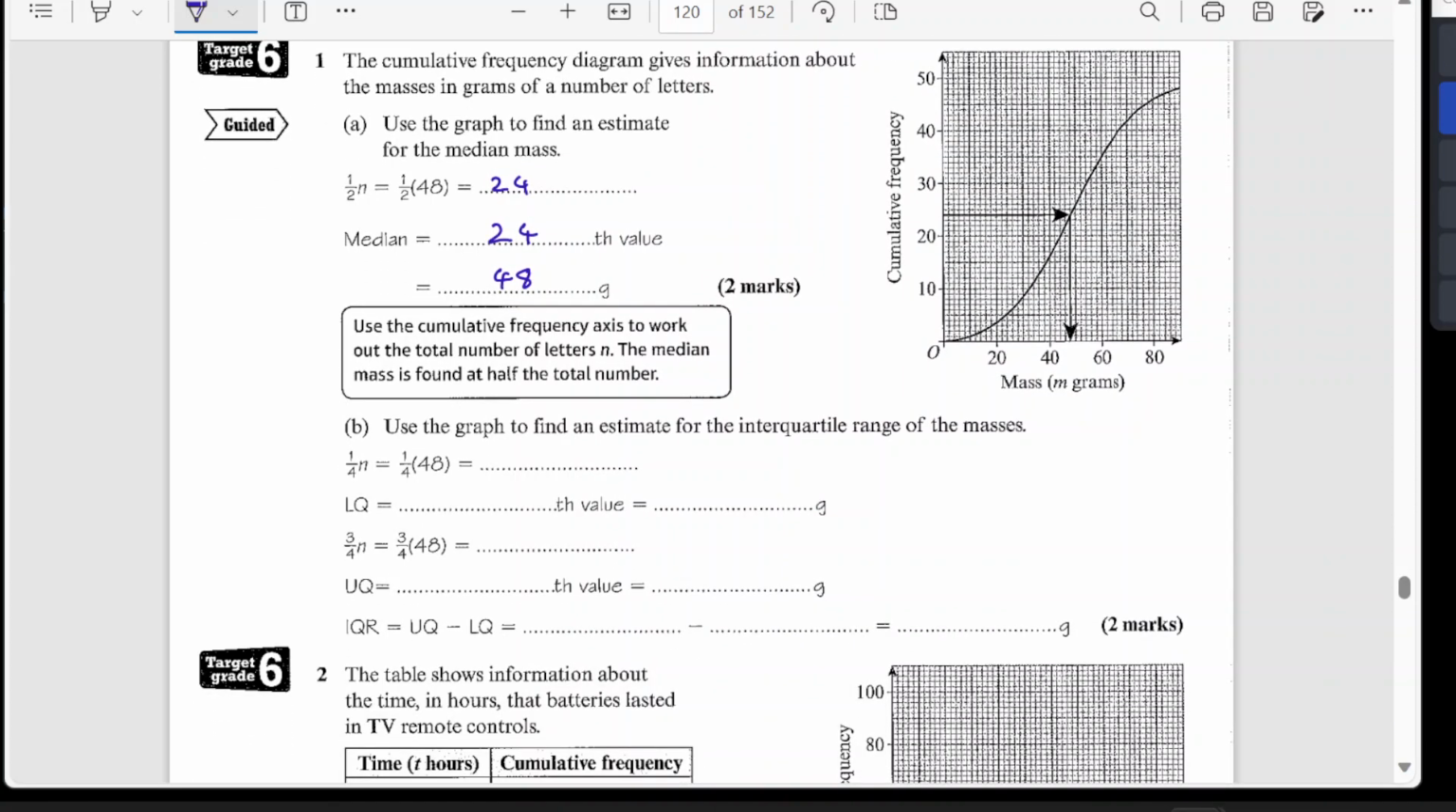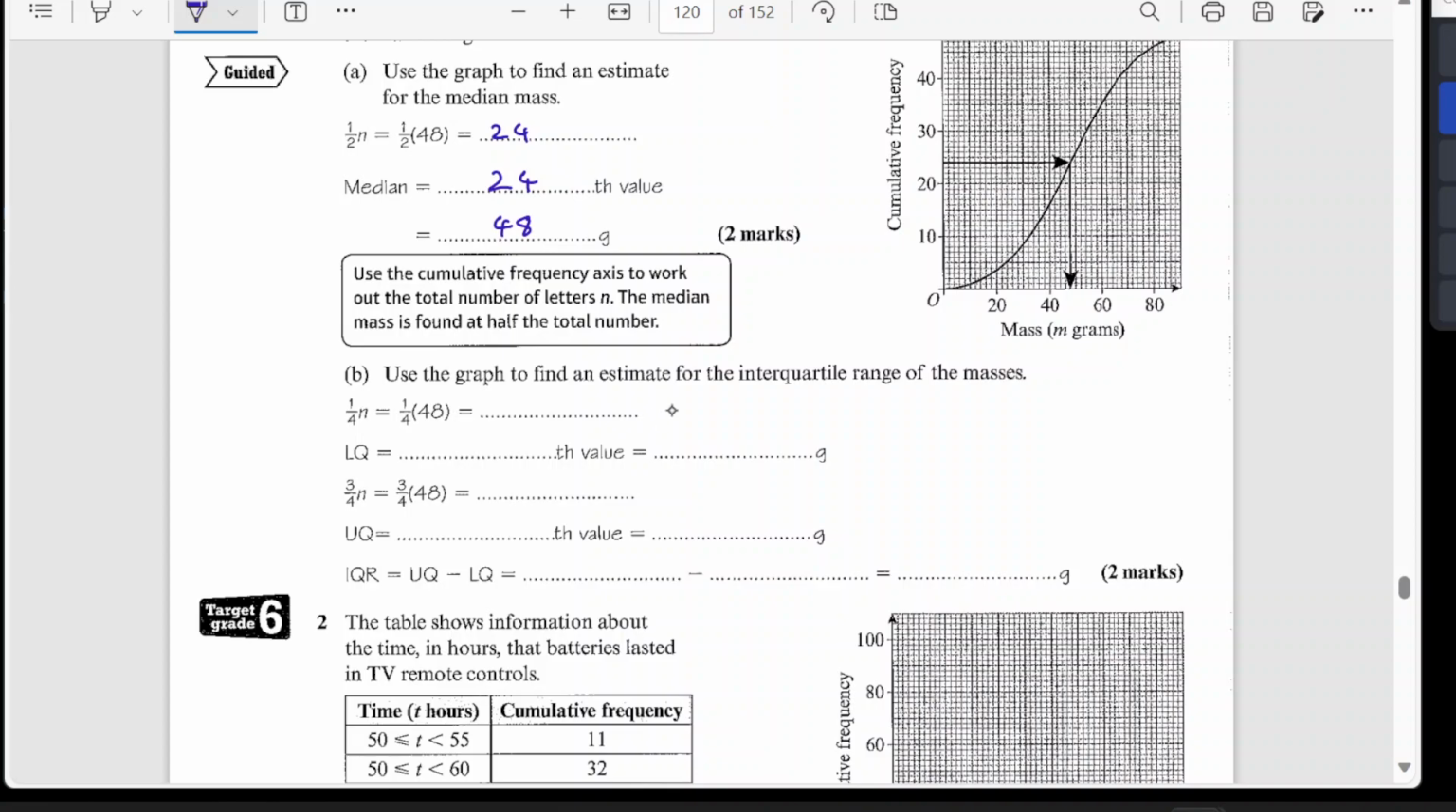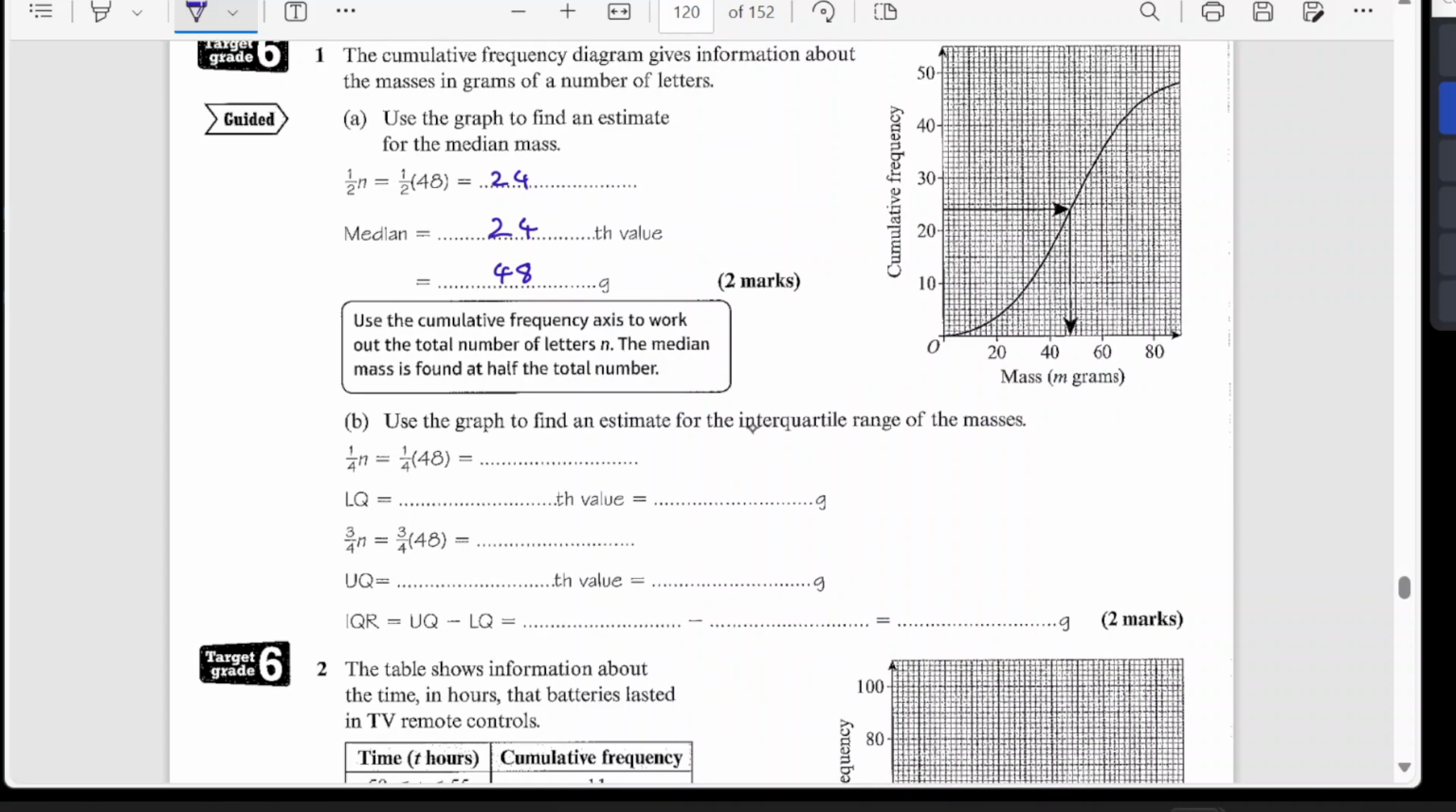Use the cumulative frequency axis to work out the total number of letters n, and the median mass is found at the half total. Use the graph to find an estimate for the interquartile range. So interquartile just means the difference between the quarter points. We often call them Q1, the median Q2, and the upper quartile Q3. We'll use the same process, and we use the scaffold. A quarter of 48 is going to be 12, so the lower quartile will be the 12th value.